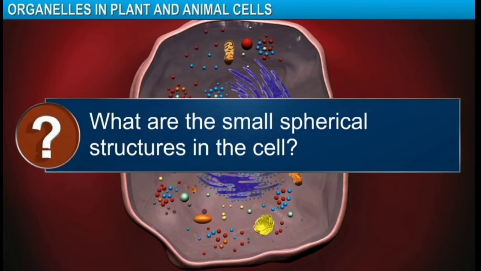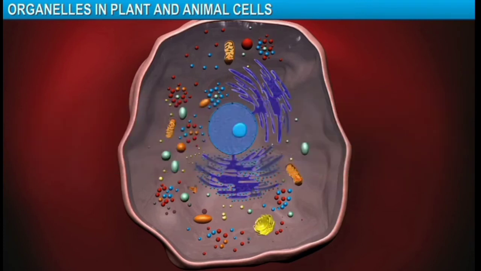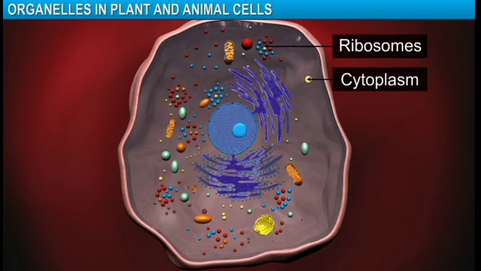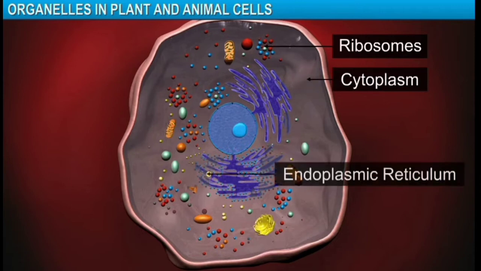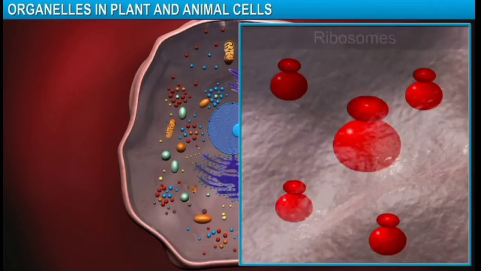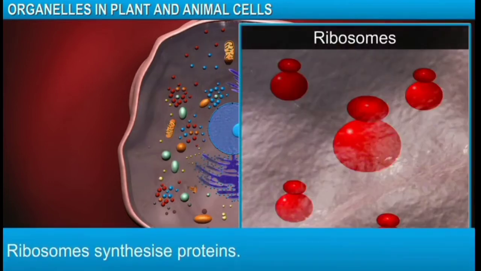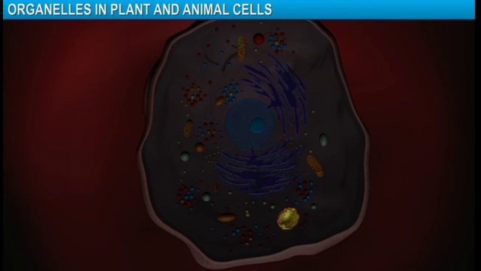What are the small spherical structures in the cell? The small spherical structures in the cells are the ribosomes. Ribosomes are found scattered in the cytoplasm or attached to the outside of the endoplasmic reticulum. These are naked and have no membrane. Ribosomes synthesize proteins.